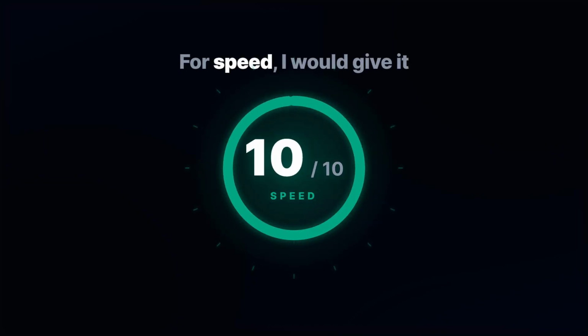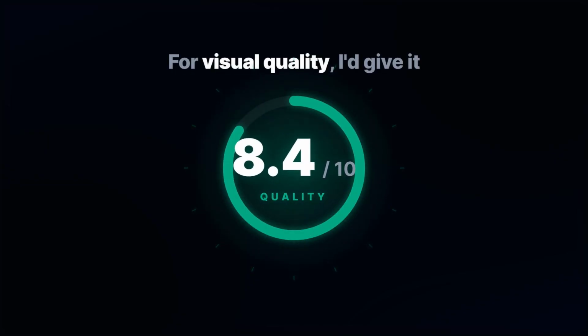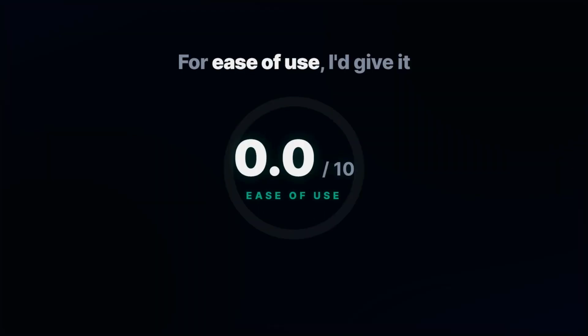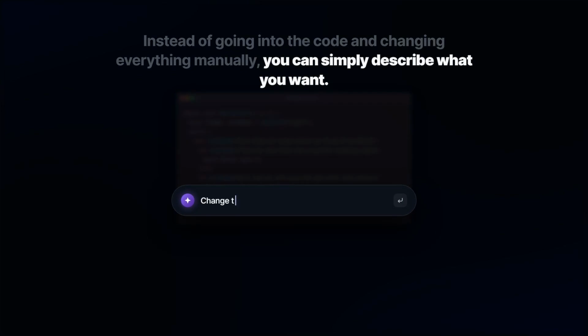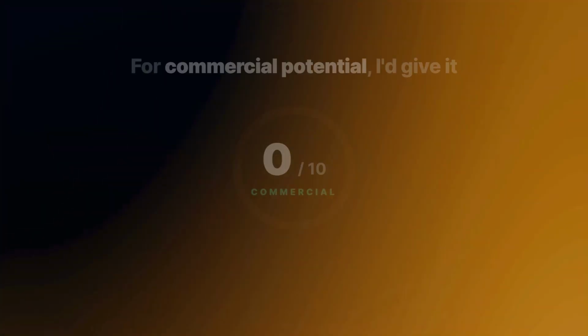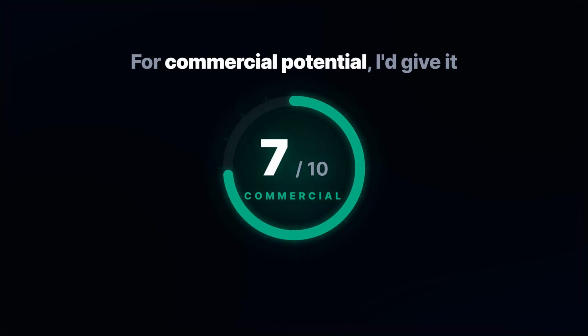Now, you might be wondering, is this actually good enough to use professionally? So let me give you my verdict. For speed, I would give it 10 out of 10. Because going from 2 images to a working animated website this quickly is honestly pretty crazy. For visual quality, I'd give it around 8.5 out of 10. The first generation isn't always going to be perfect, but the good thing is, you can iterate very quickly. For ease of use, probably 9.5 out of 10. Because instead of going into the code and changing everything manually, you can simply describe what you want. And most importantly, for commercial potential, I'd give it 9 out of 10. Because as I mentioned at the beginning, I actually sold this website for $220.